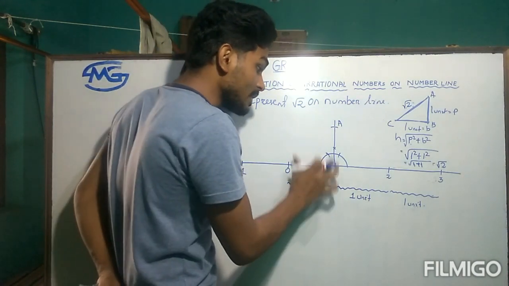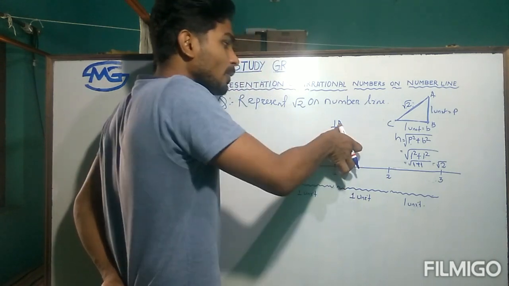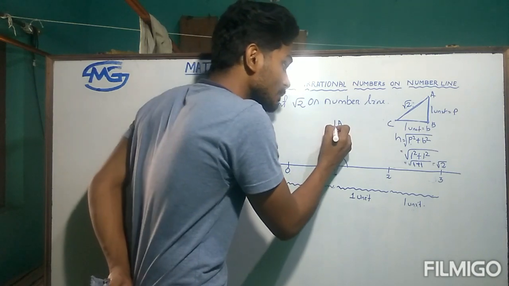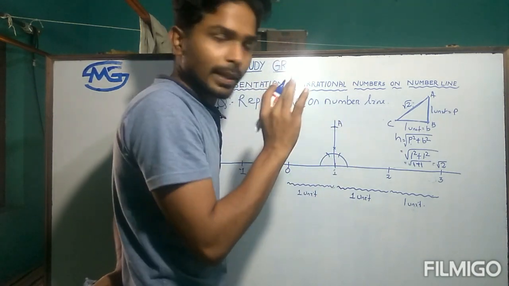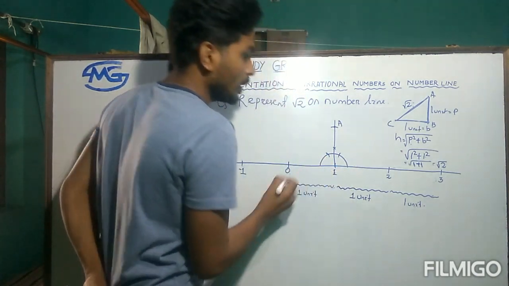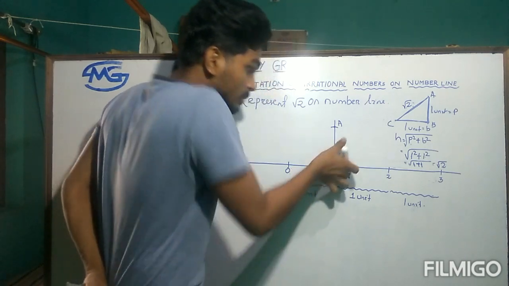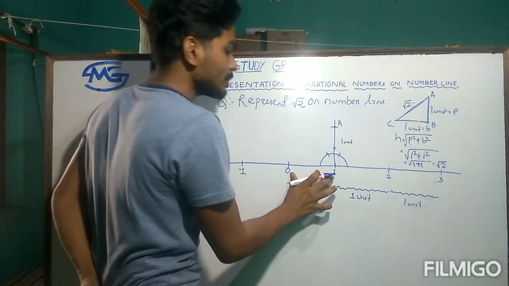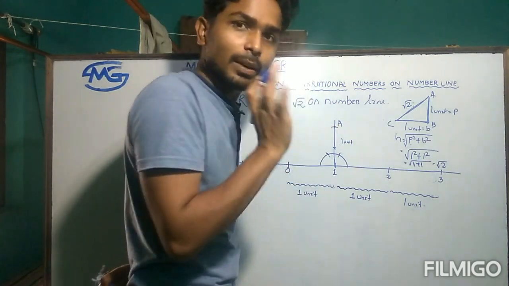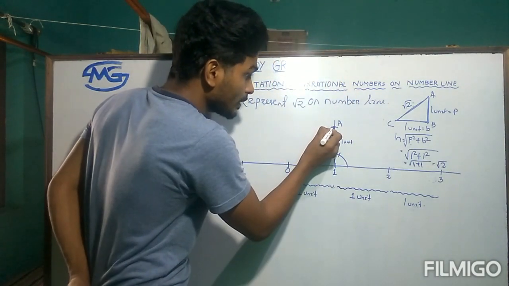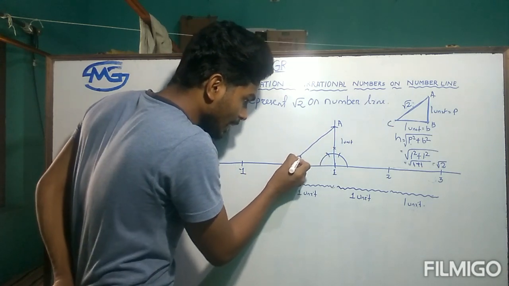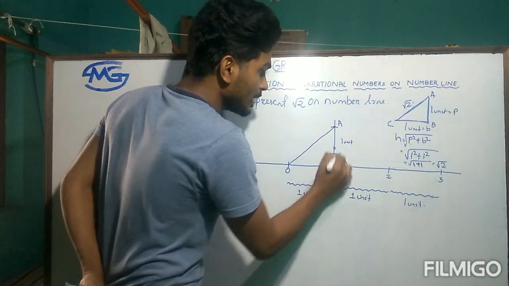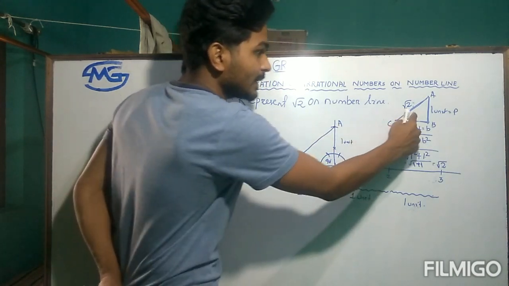The 0 to 1 distance, exactly that distance we cut and mark, and let this point be A. Okay, understood? So this will be 1 unit, and this will also be 1 unit. Why? Because the distance from 0 to 1 is equal to the distance from 1 to A. Done. Then let's join these two points, 0 and A. Then this will be which type of triangle? This will be a right angle triangle like this.